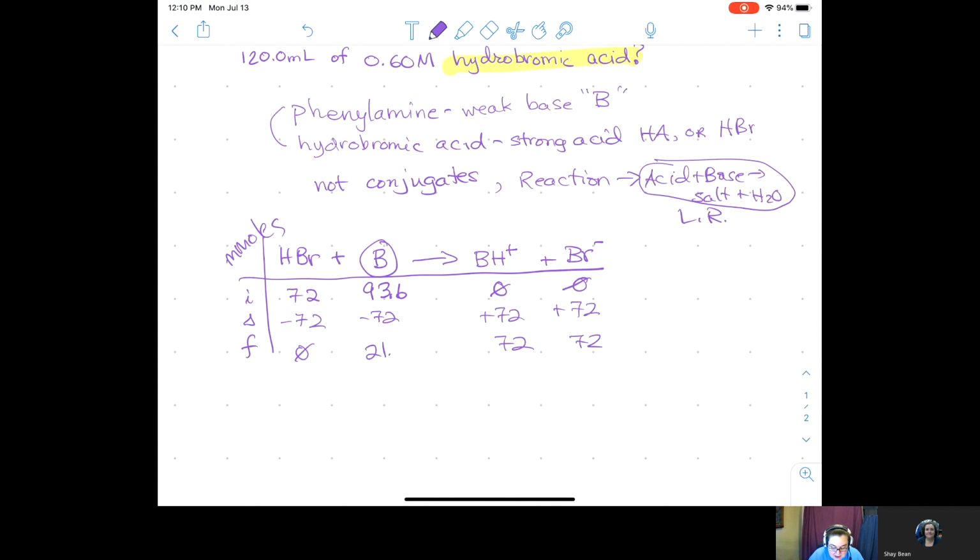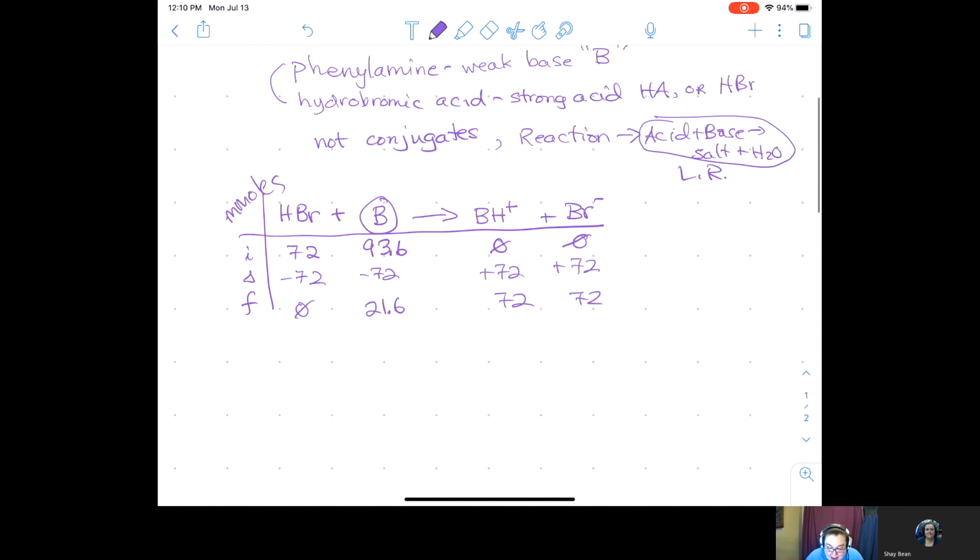Y'all check my math. If you find an error in the math in these videos, please give me a heads up. I'll redo them. And so at the end of this reaction, I have to ask myself again, what's in the beaker? What is the pH when these are the things in my beaker?